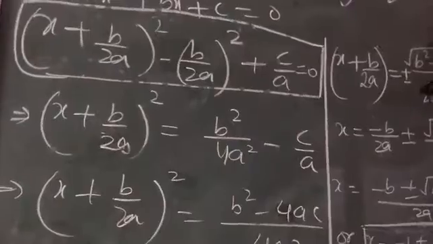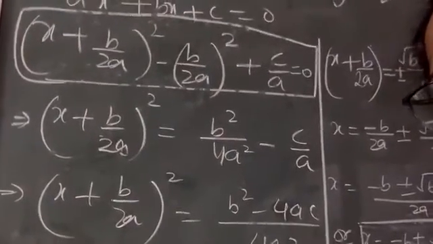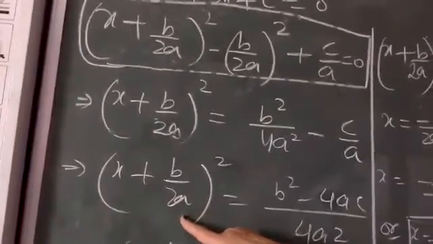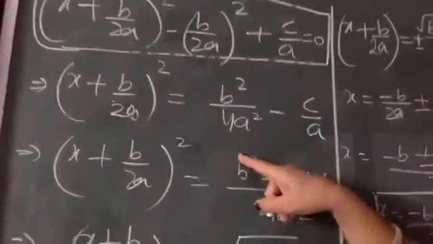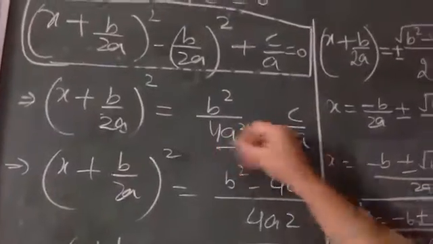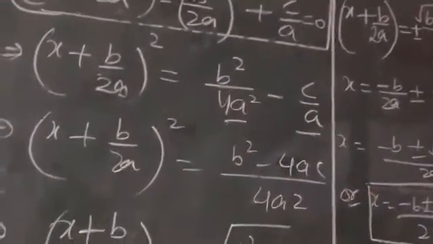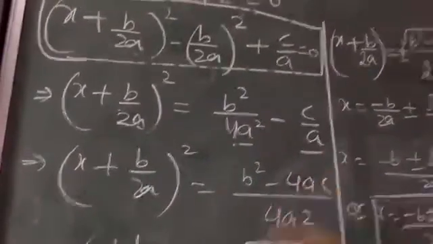And then what we will see in the next step, just a minute, somebody is in the waiting room. Now we will see here x plus b upon 2a whole square is written as it is, and here this b square upon 4a square minus c upon a. So 4a square and a are the two different denominators. For this, we have to take the LCM of the denominators. Class, LCM of the denominator, you know how we take it?